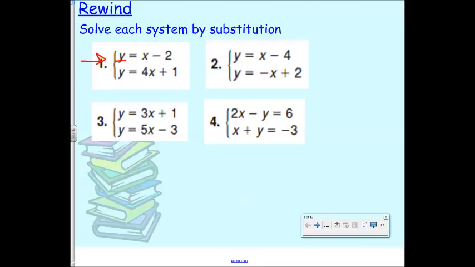So in this second equation, we'll call it number 2, instead of writing y, what could we write instead? The other equation, we can write x minus 2. Y is equal to x minus 2, so instead of writing y right here in number 2, I'm going to write x minus 2. So my new equation is going to look like x minus 2 equals 4x plus 1. That's the substitution part.